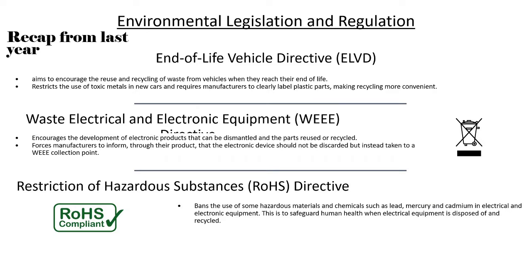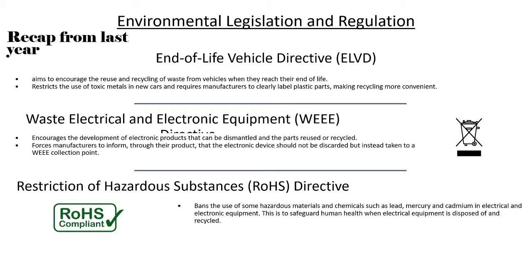You've then got the End of Life Vehicle Directive, which is a very hard thing to say quickly. The aim of this is to encourage the reuse and recycling of waste from vehicles when they reach the end of their life. So not just completely scrapping it, but actually having some materials taken out and reused. It restricts the use of toxic materials in new cars and requires manufacturers to clearly label plastic parts, making recycling more convenient.